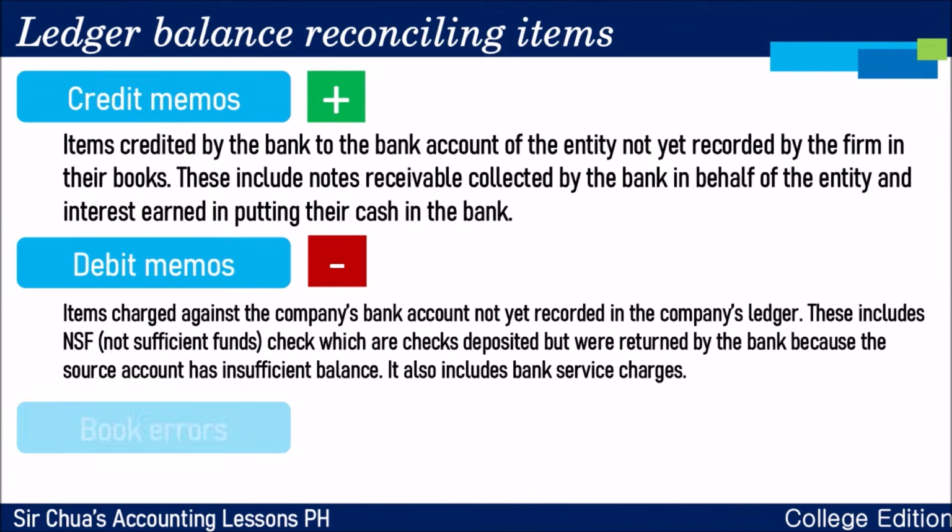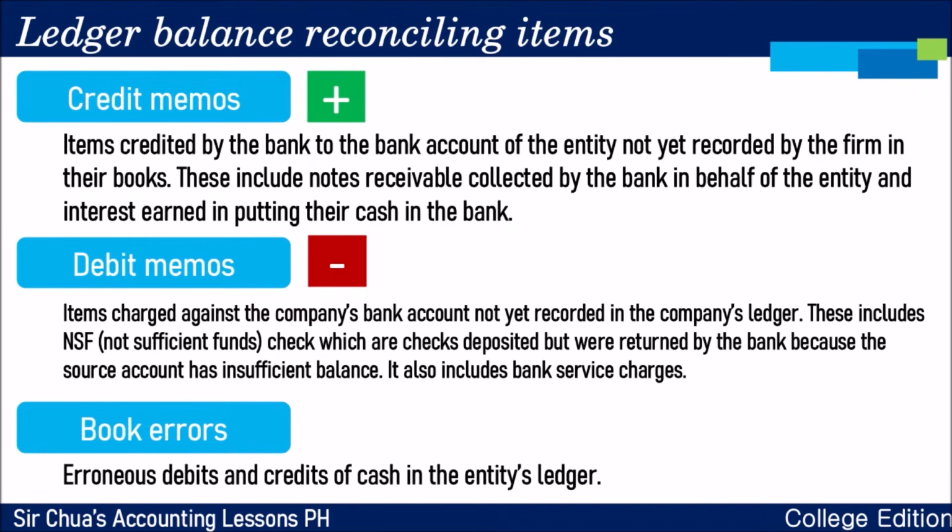Okay, and then we also have some book errors. So, ito po talaga minsan hindi maiiwasan sa accounting department na nagkakaroon po ng book error. So, ganun din po. If there are erroneous debits and credits of cash in the entity's ledger, pagka po binawasan, didagdagan mo. Kapag ka po nadagdagan ka, bawasan mo. Ganun lang. Okay? So, I think we're ready to prepare a bank reconciliation statement.